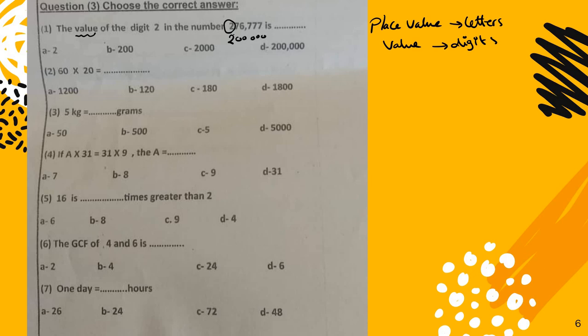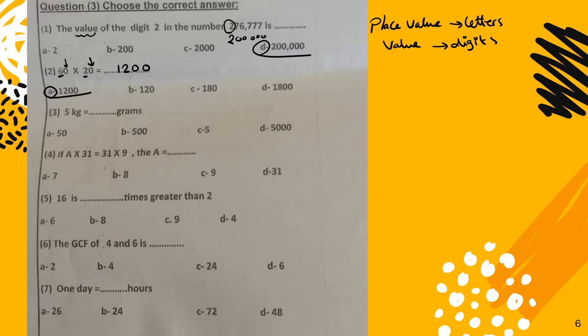And if I ask myself, the 2 here, where is it? In the hundred thousands place. 100,000s means what? 200,000. So I have in front of it how many zeros? 5 zeros. Okay? 60 times 20 equals what? What will we do? I will underline the digits. 6 times 2 equals 12. What about the zeros? Drop the zeros as they are. I have how many zeros here? 1. And how many zeros here? 1. So I'll drop 2 zeros. So the answer is 1,200.